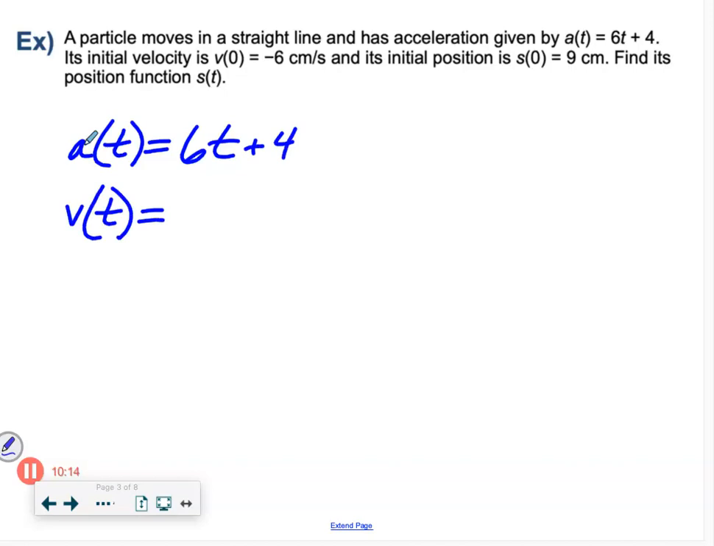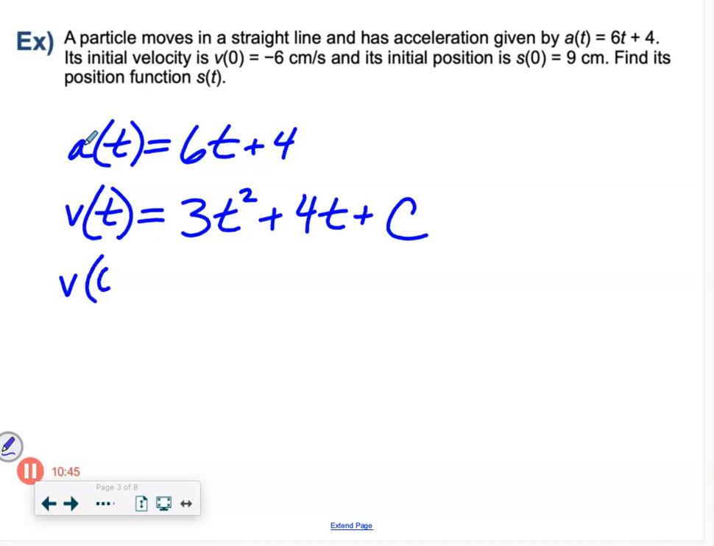So, tell me what you got for a velocity function. 3t squared plus 4t plus c. Did you really get that? A little bit off. Yeah. Okay. No, Casper got that. He just named his unknown constant something else. Yes. Okay. Good. So now, do we have any information to solve for the unknown constant? What do we know? V of 0 is negative 6, right?